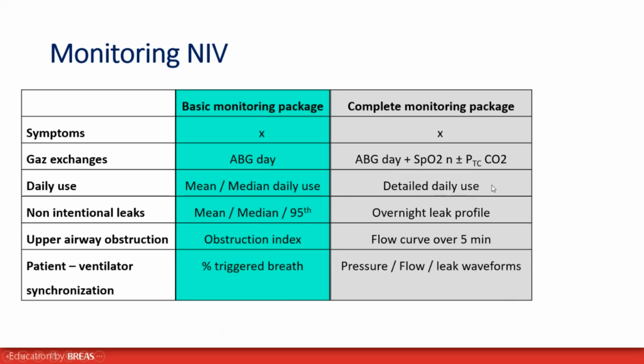Regarding the daily use, I think the statistics are probably not enough. We should look at the detailed daily use, meaning does the patient use the NIV every day, at what time during the day or during the night, how many sessions, and so on. Regarding the non-intentional leaks, we should look at the overnight leak profile, which gives you some indication of the cause of the leak, because there are many different causes. Regarding upper airway obstruction, the obstruction index is not always fully accurate, and we may have a look at the flow curve. And regarding synchronization, we can look at the waveforms.